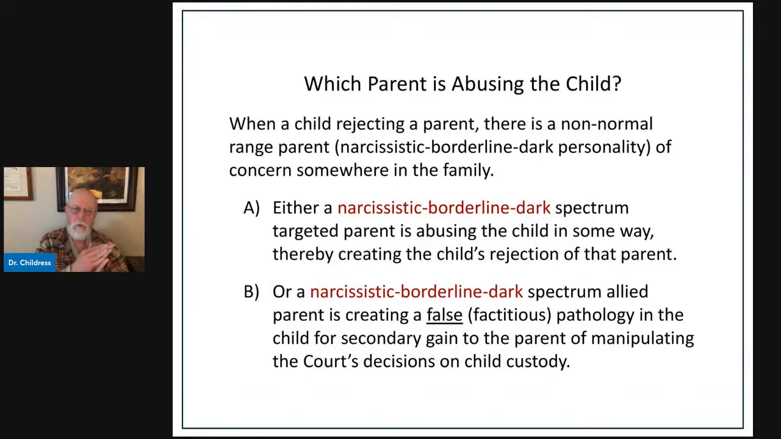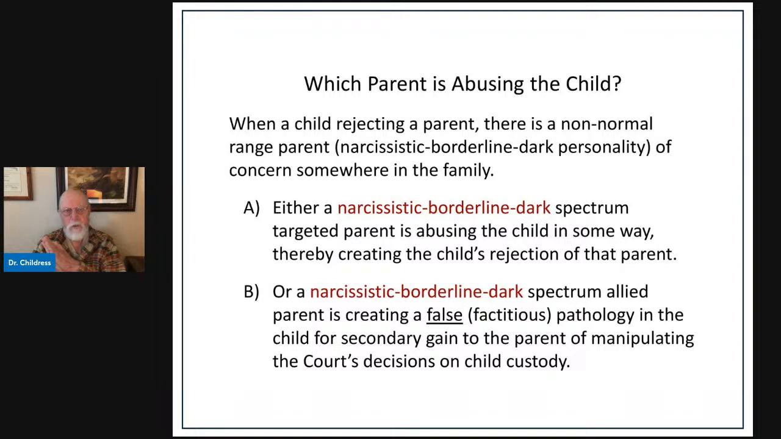Eating, pain, pleasure, sex, they all motivate towards a direction. And here we have a child seeking to flee a parent. Well, when a child is rejecting a parent, there is a non-normal parent, a narcissistic, borderline, dark personality parent of concern somewhere in the family.